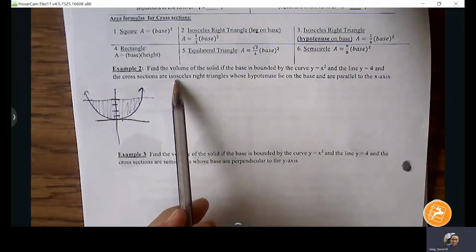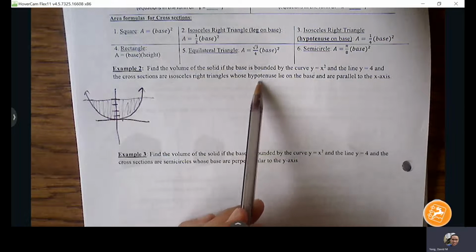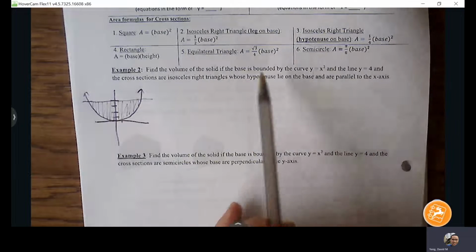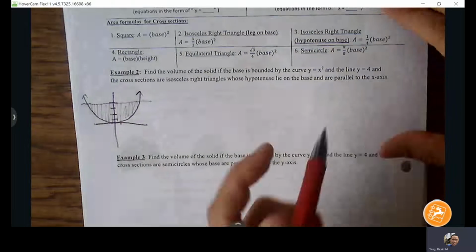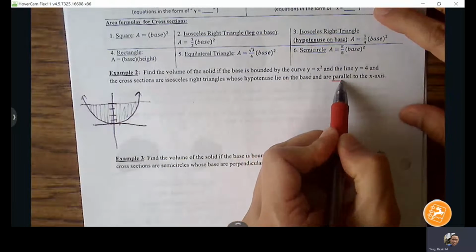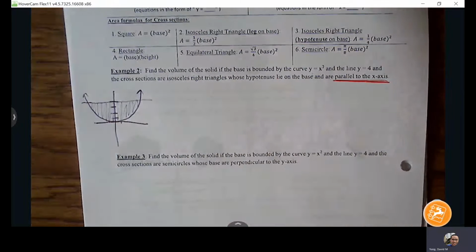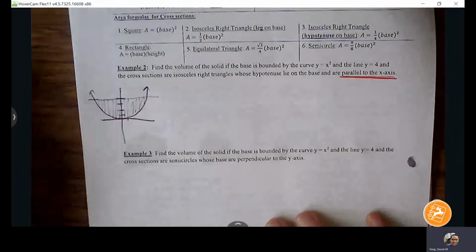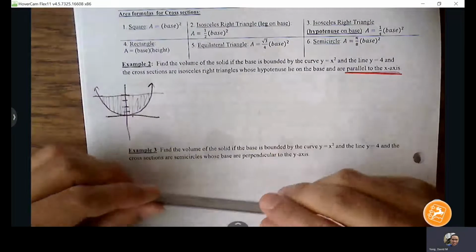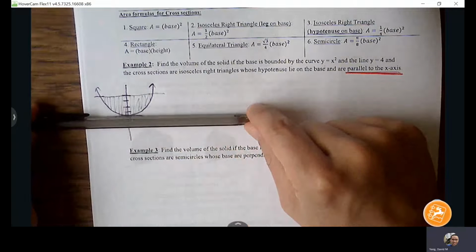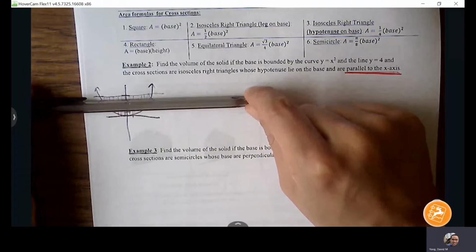Cross sections are isosceles right triangles whose hypotenuse lie on the base. So there's a formula for that. That's the 1/4 base squared. And you're told exactly how to draw that base length: parallel to the x-axis. Okay, so which direction is that? Okay, so the x-axis is this way. Parallel, so same direction. Horizontal.